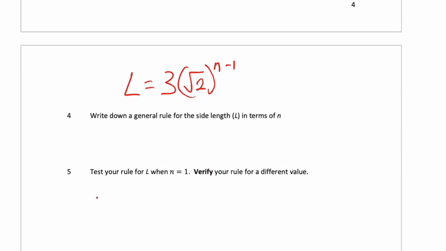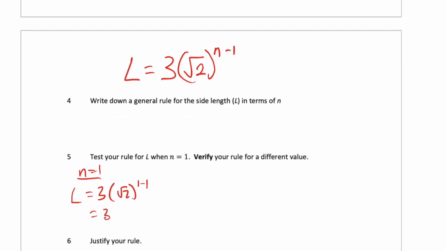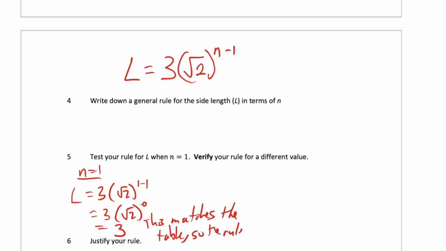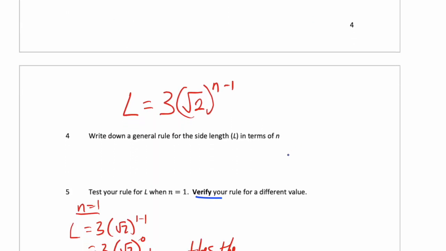We're going to test it for n equals 1. Okay, so L equals 3 times root 2 to the power of 1 minus 1, and that's 0. Any number to the power of 0 is 1, so this is 3. And this matches the table. So the rule is correct. Then we could verify with a new one, stage 5.